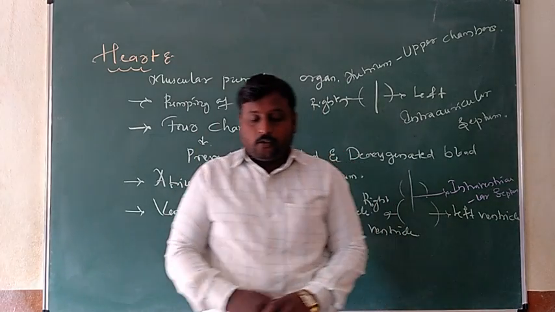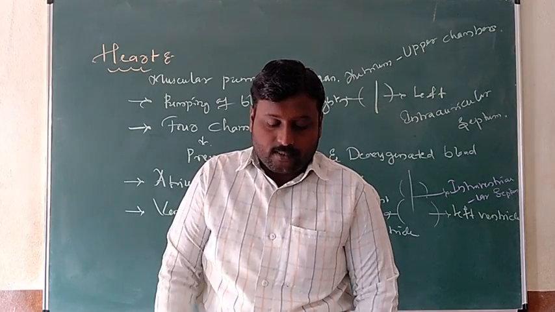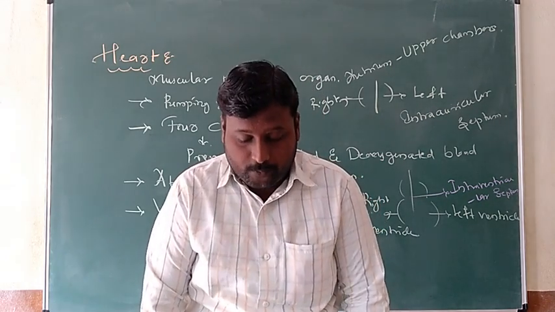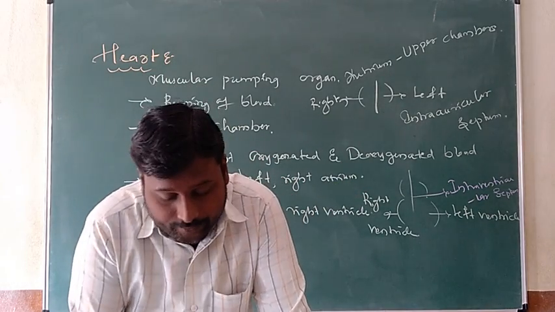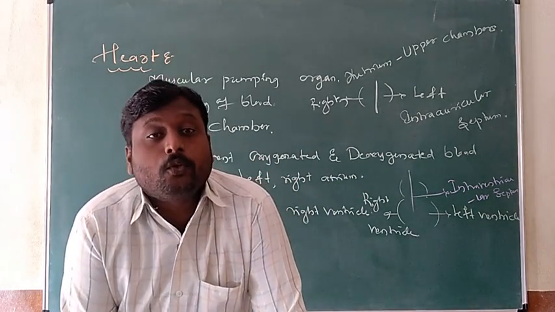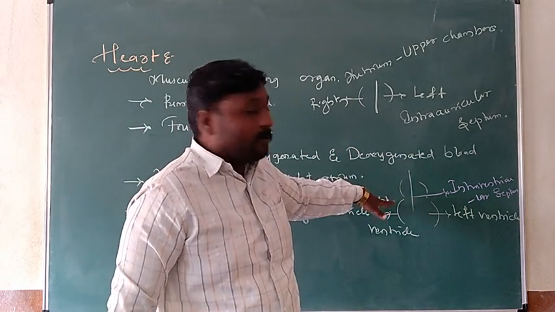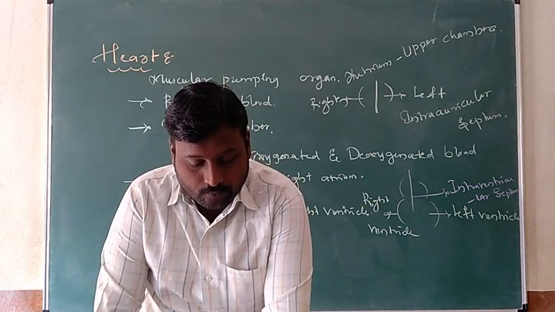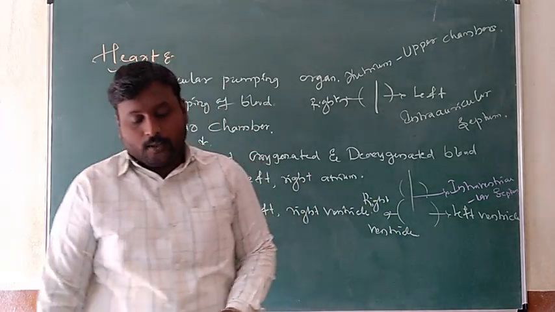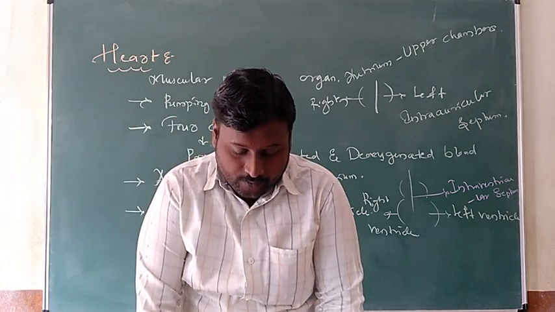Ventricles pump blood through the arteries, so they have thicker walls as compared to the atrium. Arteries carry blood away, while the atria receive blood through veins. That's why the ventricle walls are thick. Why? Because ventricles pump blood through the arteries, so they have thicker walls.